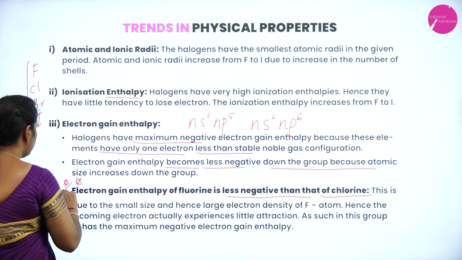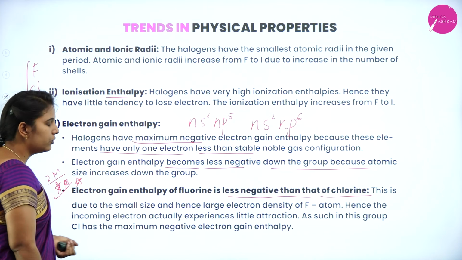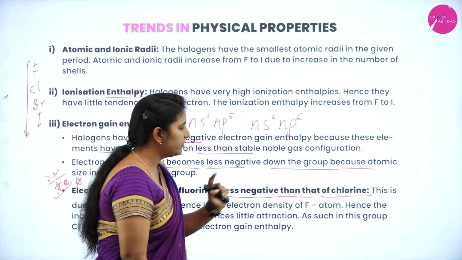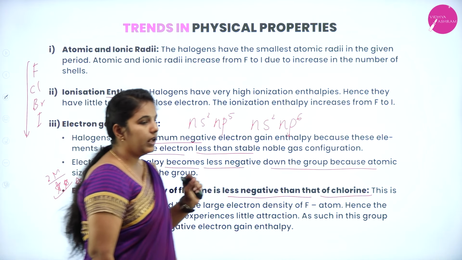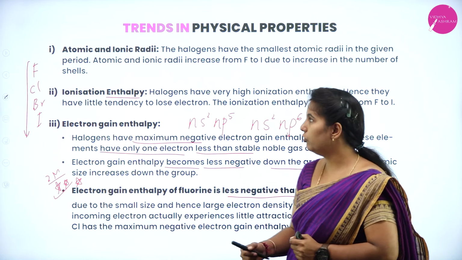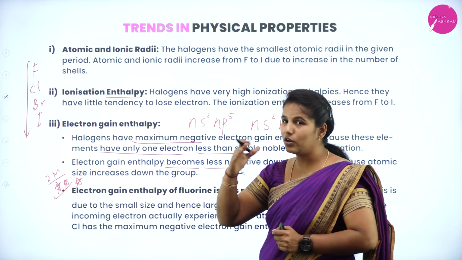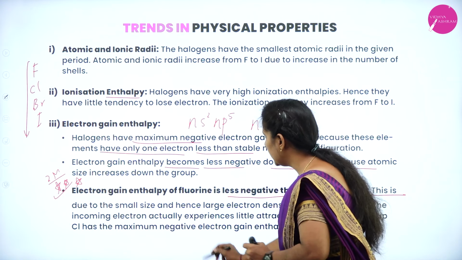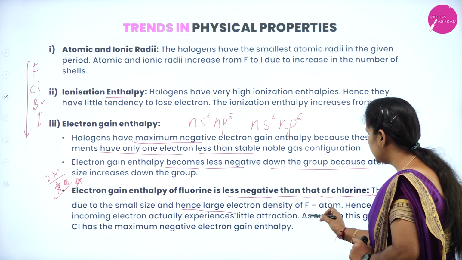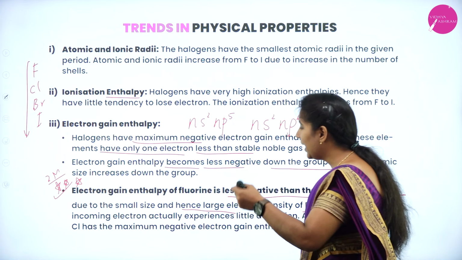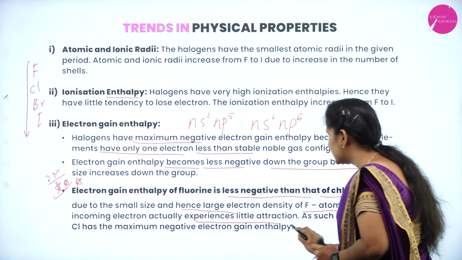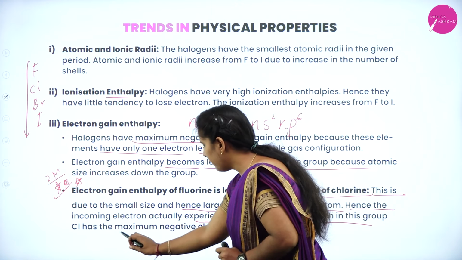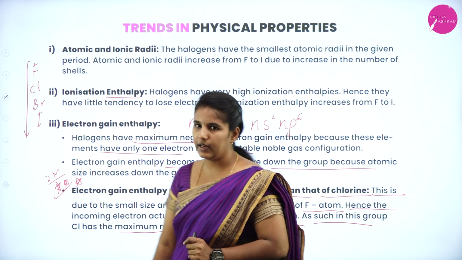Okay. For 2 marks, they can ask you why the electron gain enthalpy of fluorine is less negative than that of chlorine. If you see the elements present in this group, fluorine has less electron gain enthalpy than chlorine. That is mainly because of the smaller size, hence a larger electron density of the fluorine atom. Hence, the incoming electron experiences little attraction. In this group, Cl has the maximum negative electron gain enthalpy.